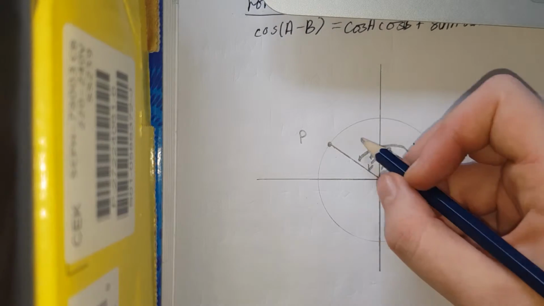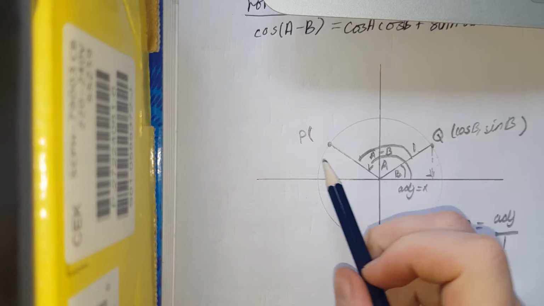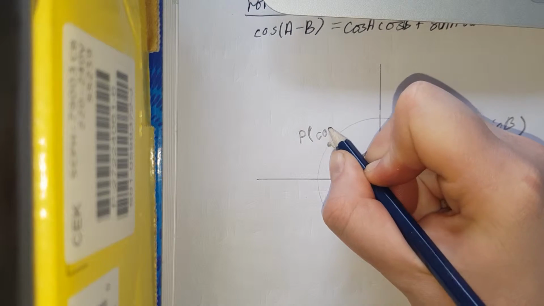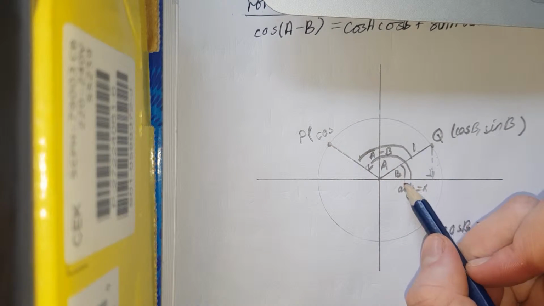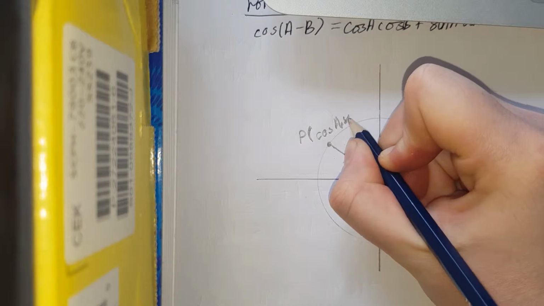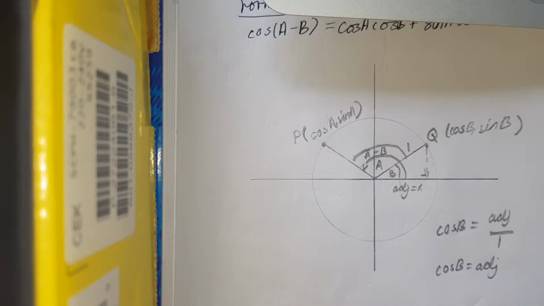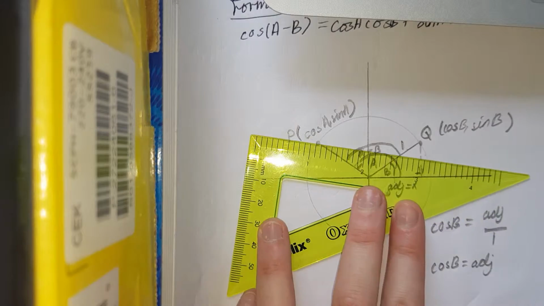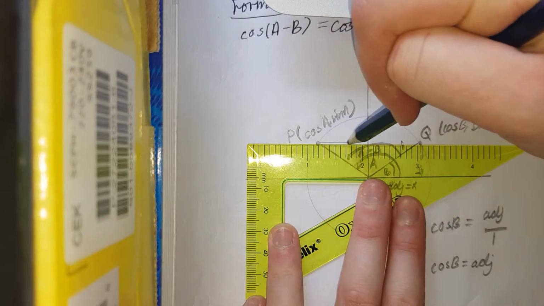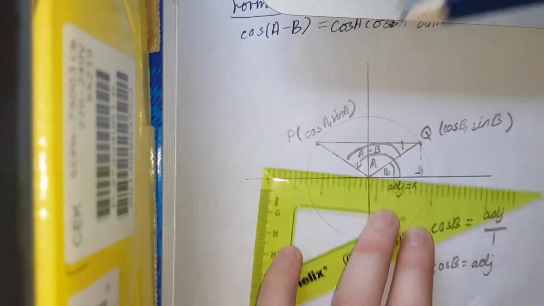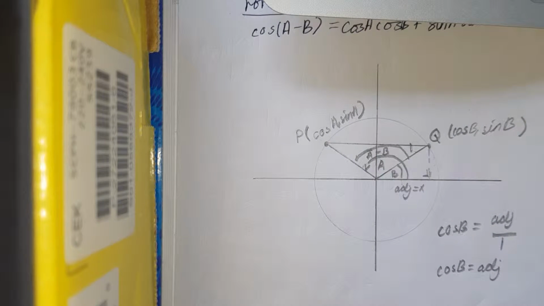And then for this triangle, for point P here, because this is angle A, it's going to be cos A, sin A. Then what we're going to do is join point P to point Q, and we're going to get the distance from P to Q in two different ways.